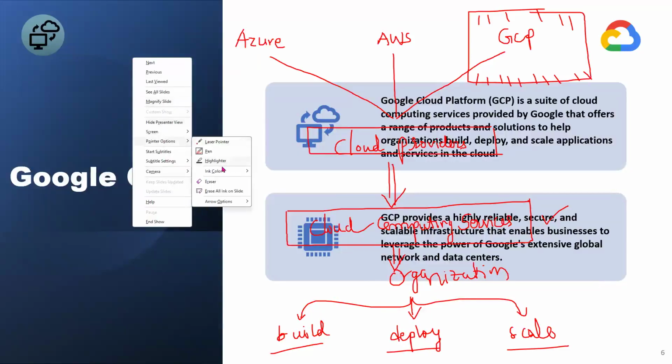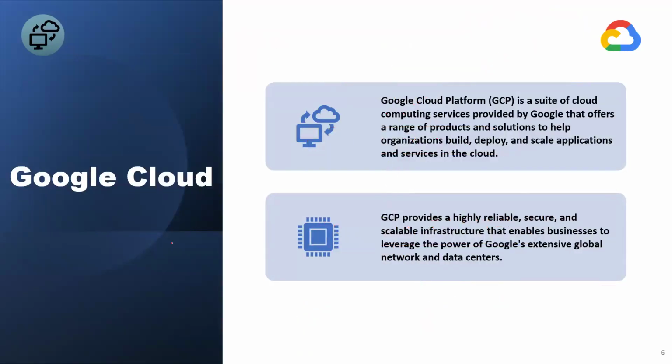So you can come to this slide and see the definition. Google Cloud Platform is a suite of cloud computing services. A suite means a pool, right? A suite means many. They are provided by Google and offer a range of products and solutions to help organizations build, deploy, and scale applications and services in the cloud.